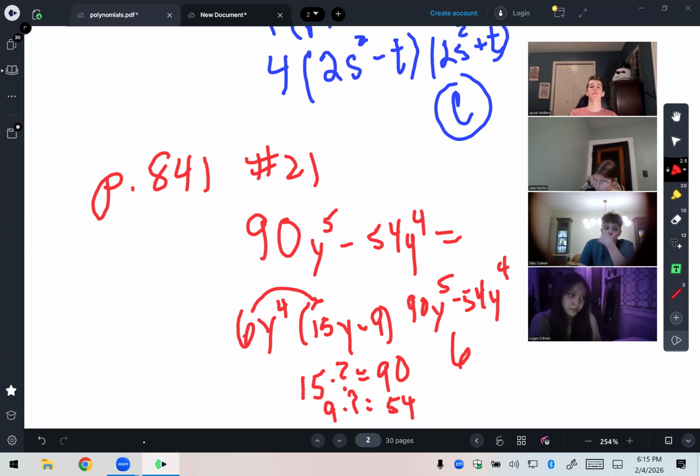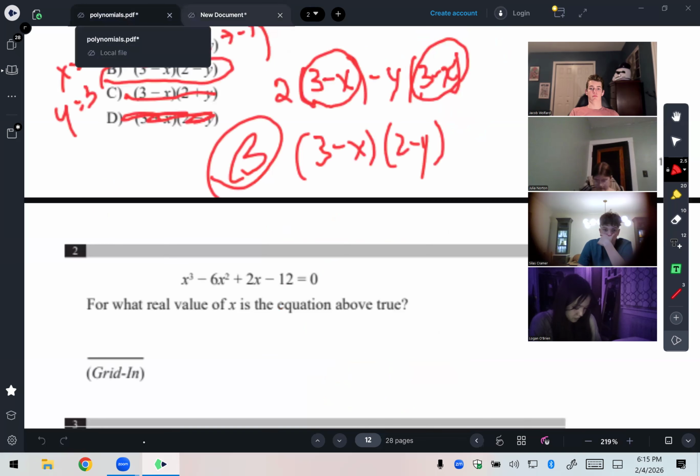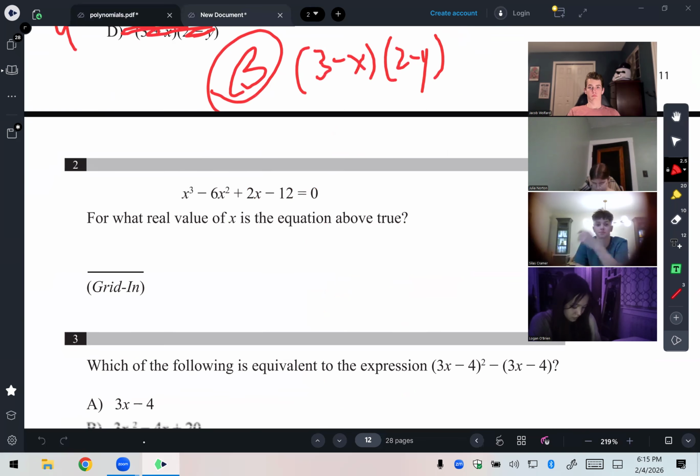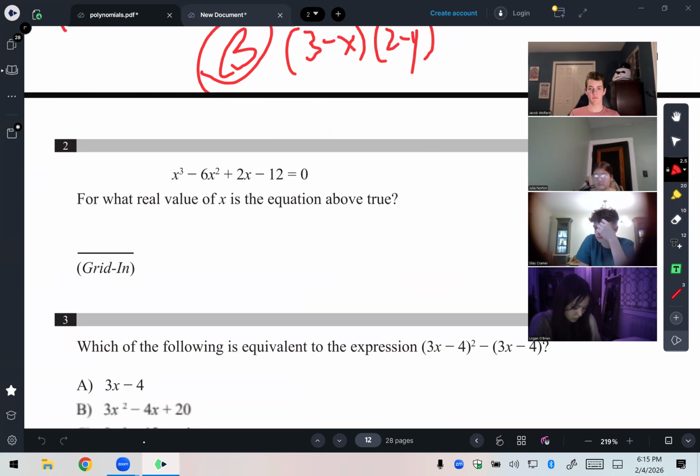Okay, so let's go on to the next page in the packet. So we're going to try number 2. We sort of know we're going to divide it here. And like I said, if you have older siblings, they didn't have to do grouping, but you do. But again, you don't have to do the polynomial long division.